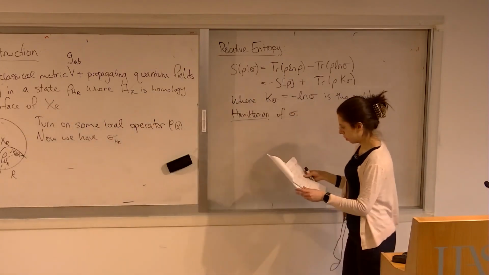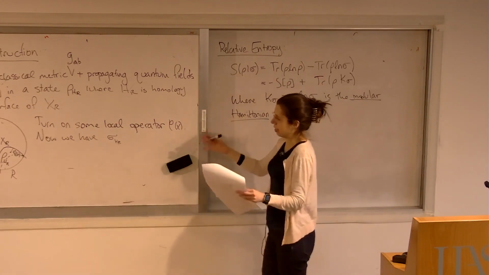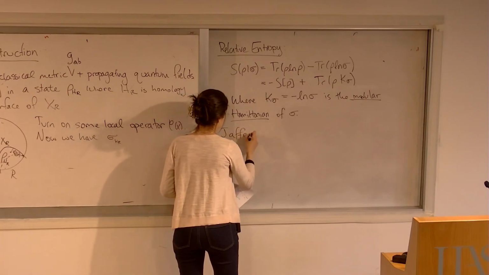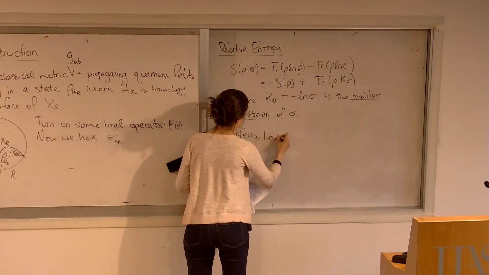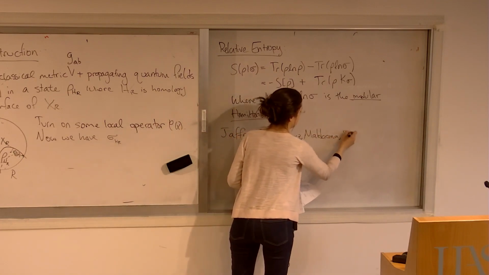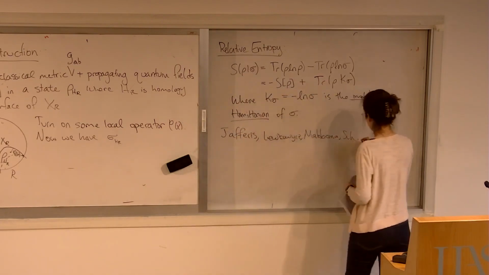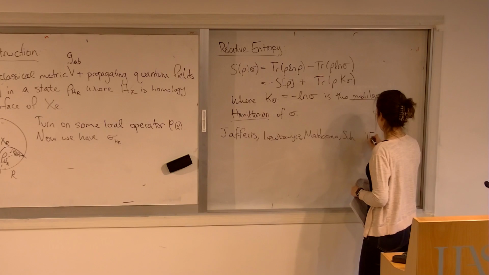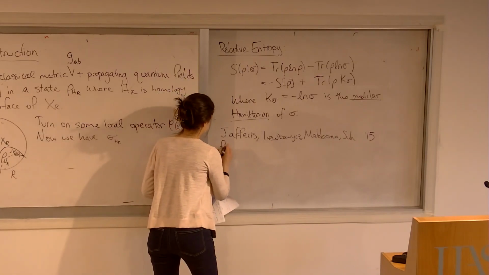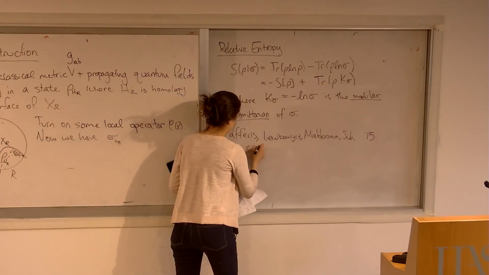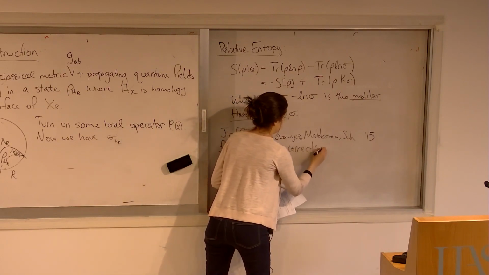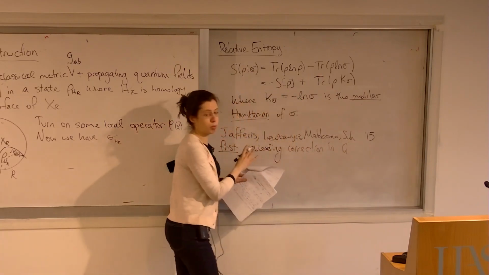And this was shown by Jafferis, Lewkowycz, Maldacena, and Suh. I want to say this was in 2015, maybe early 2016, where they showed something very nice here. So this is only to first subleading correction. So this is the Faulkner-Lewkowycz-Maldacena limit. But this is the limit we're working in for the moment.